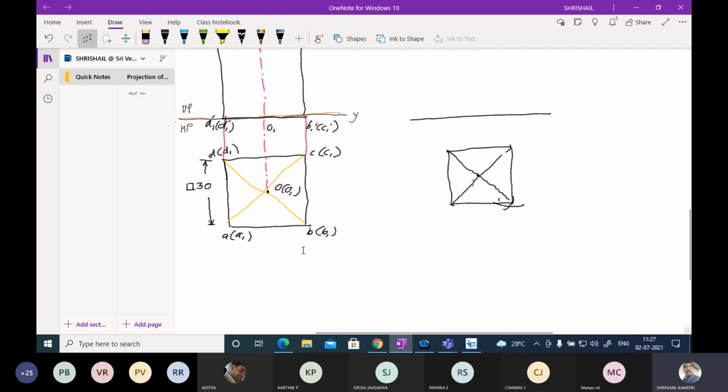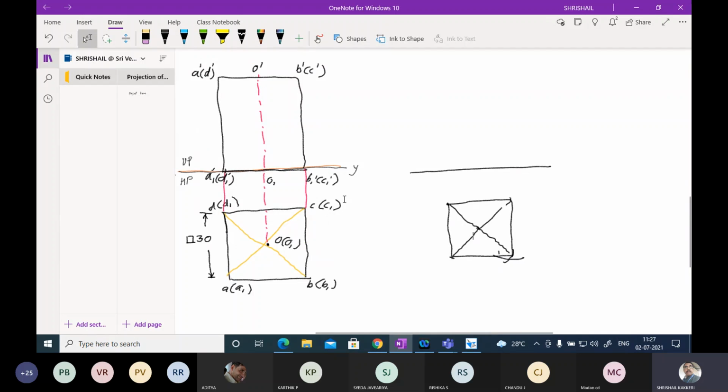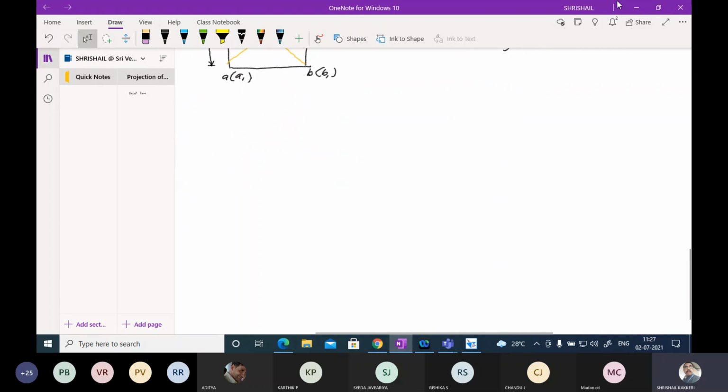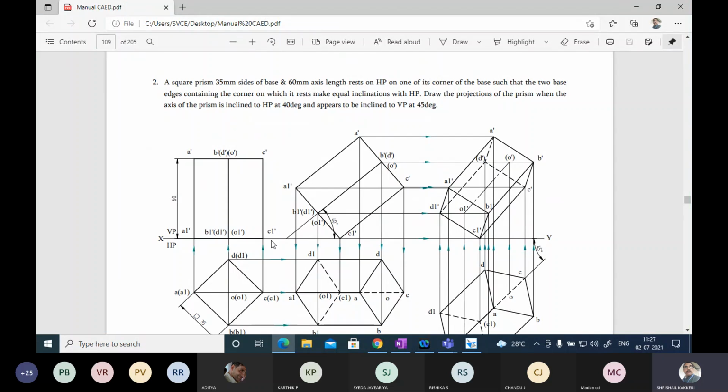Now, I don't want to go to the pyramid. Let me go to complete this prism. Then we'll see next. Okay. Now, let me go to the problem. Do not look at the problem. You will get scared. It will be very simple.